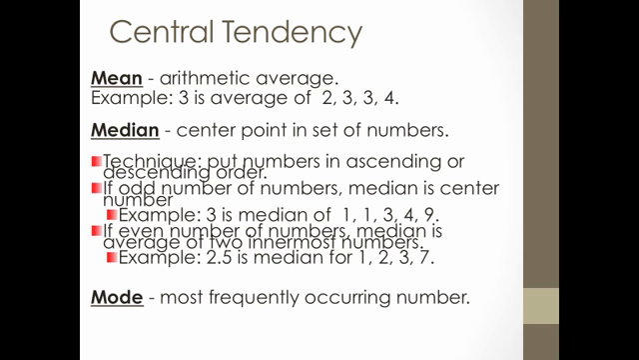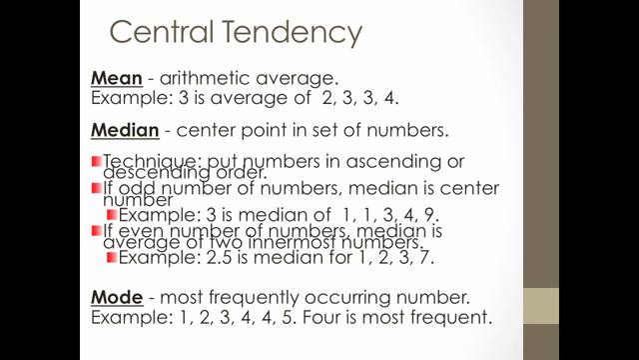And then the mode is essentially just the most frequently occurring number in our data set. So let's say we had a data set of 1, 2, 3, 4, 4, and 5. 4 happens twice in our data set, so it's the most frequent number, so it's our mode, the most often. So I'm going to give you a few examples of these measures of central tendency in practice.